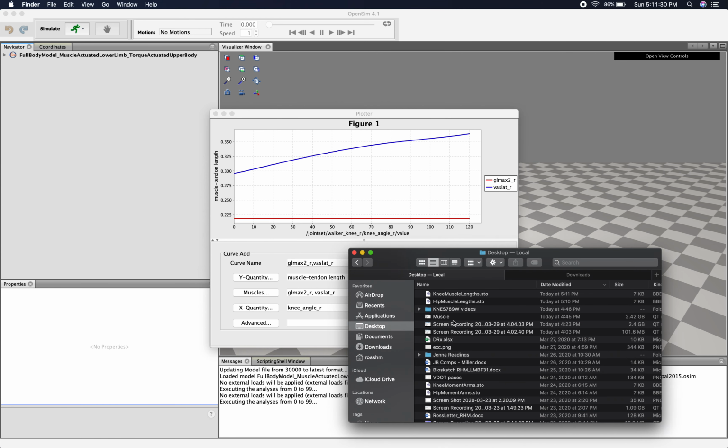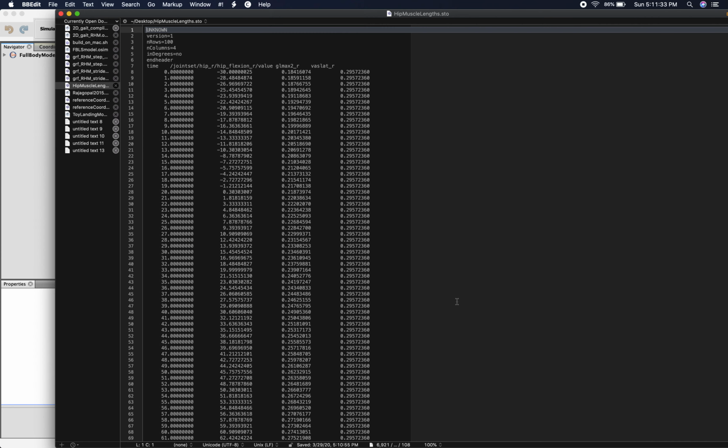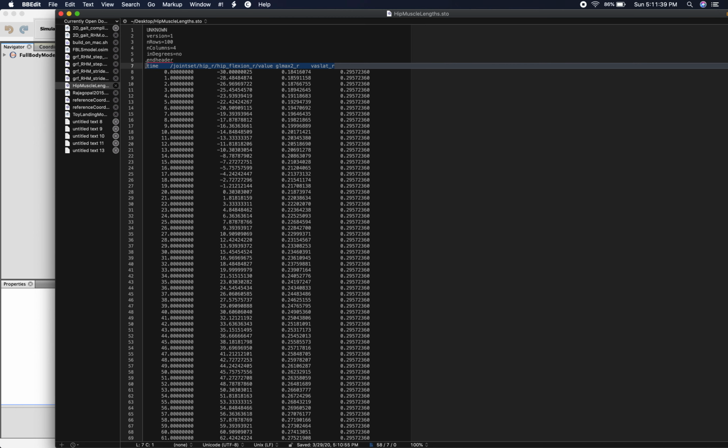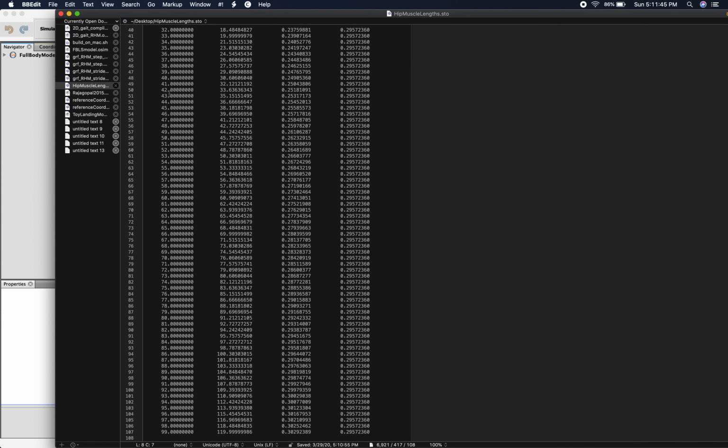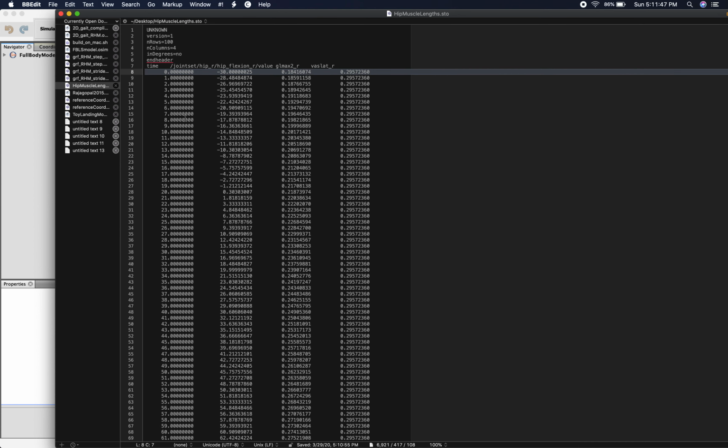If I look at those data files, they look like this. They've got some header information, they've got some column headers, and then they've got four columns of numbers. Time here is really just frame numbers. There's no time or dynamics in these data. The second column is the angle of the hip in degrees. Third column is the length of the glutei muscle. Fourth column is the length of the vasti muscle.